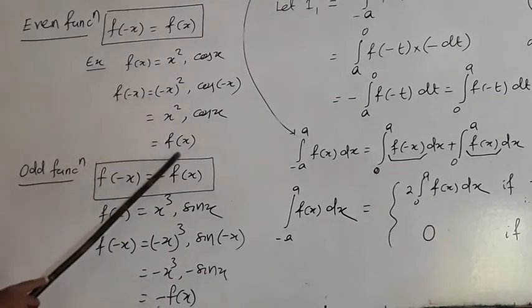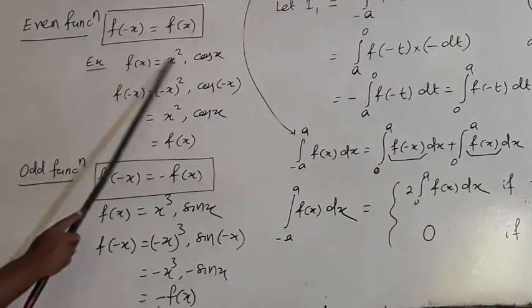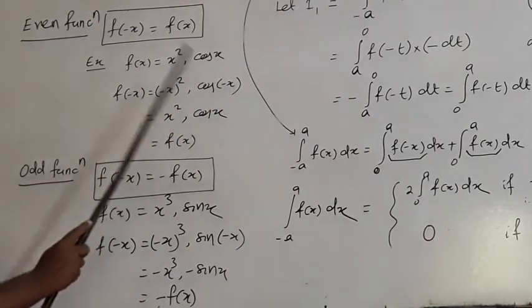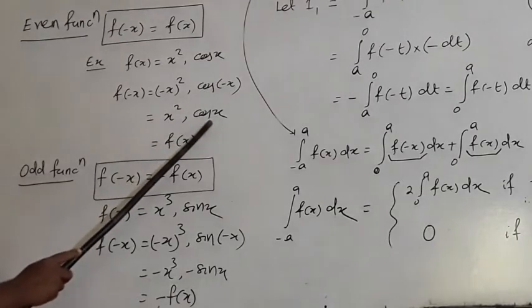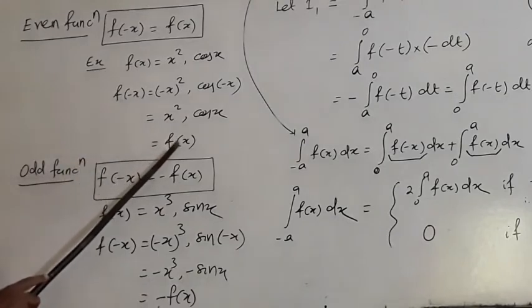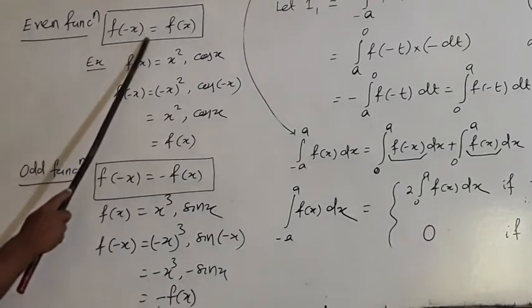So f(x) happened or not? Now f(x), if I take cos x, what is f(-x)? It is cos(-x), and we know cos(-x) is cos x. So f(x) happened or not? So f(-x) is equal to f(x), then it is called an even function.